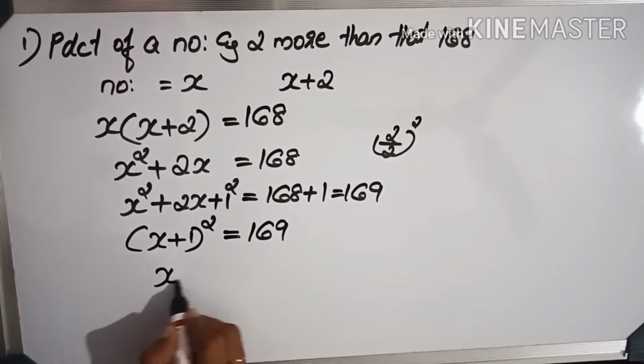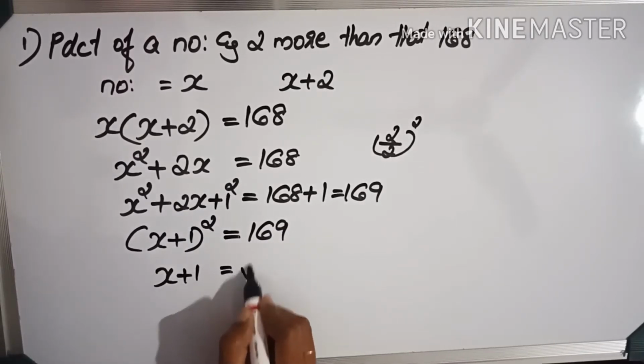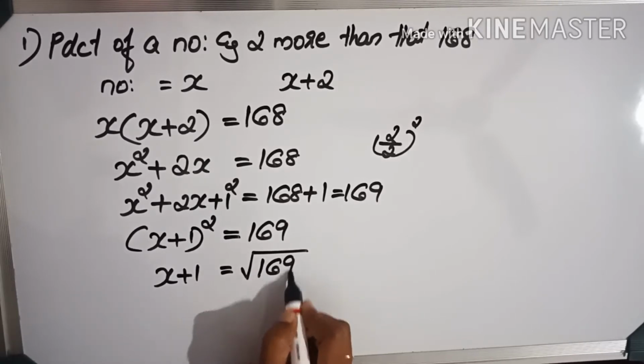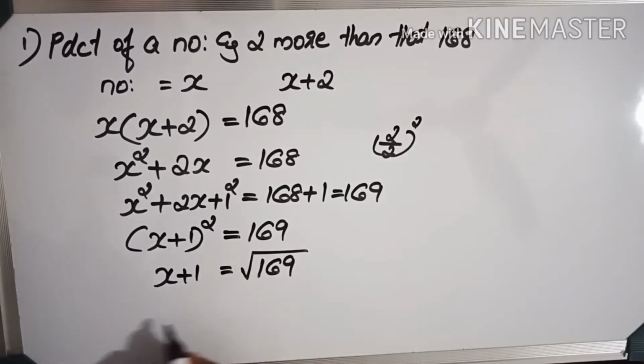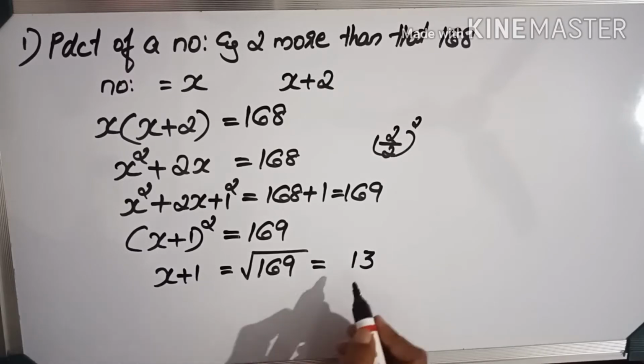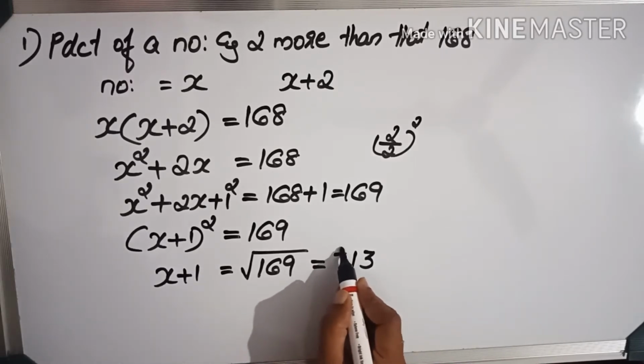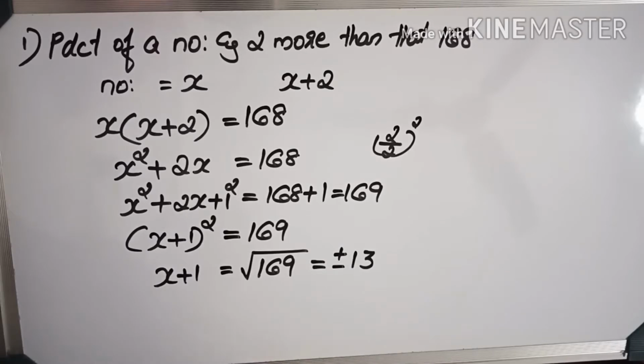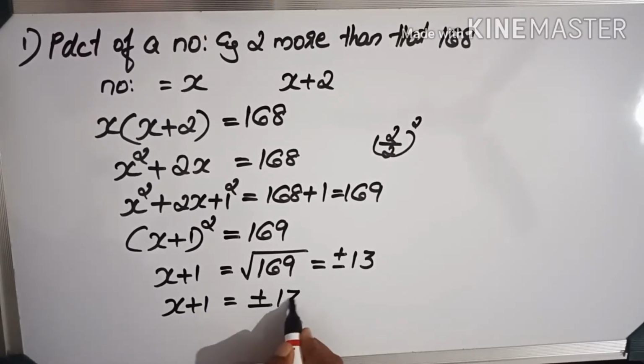Now x plus 1 equal to root of 169. We know the answer is 13, 13 square is 169. Now from here onwards we will write it as plus or minus. We can write plus 13 or minus 13. So x plus 1 equal to plus or minus 13. Here we need to consider both numbers, plus 13 or minus 13.